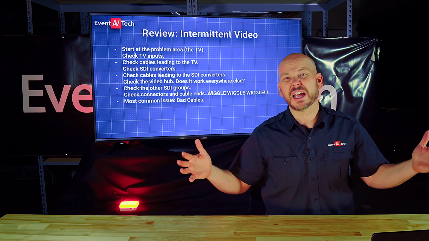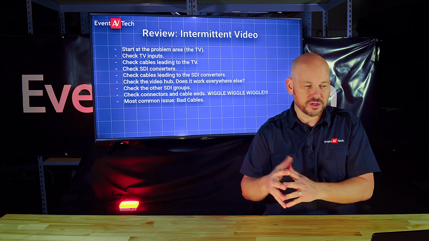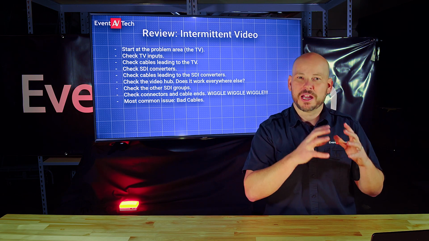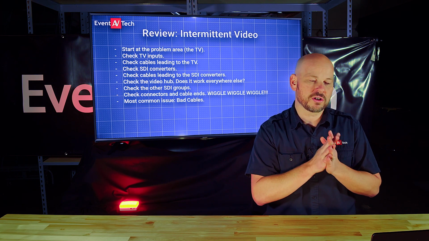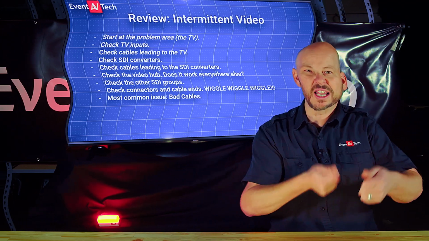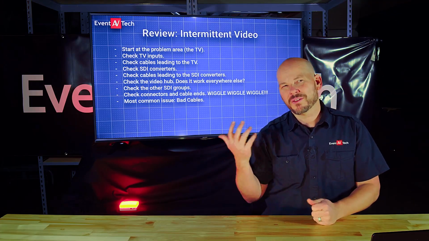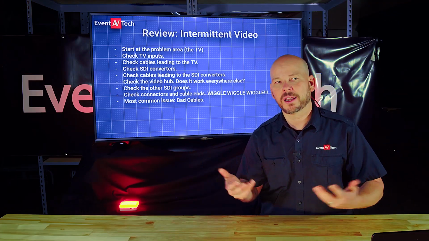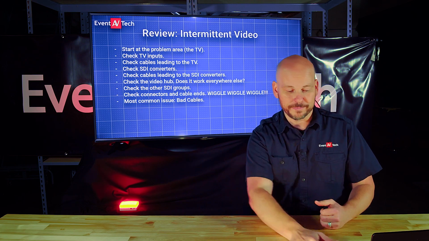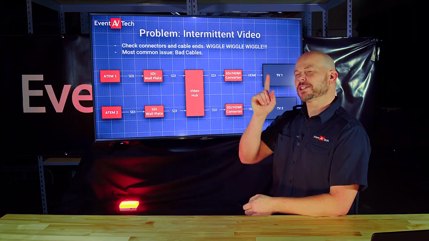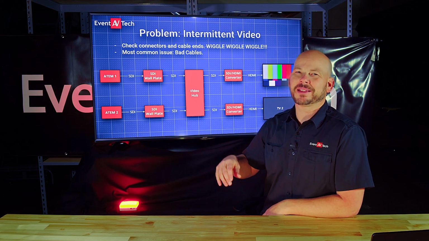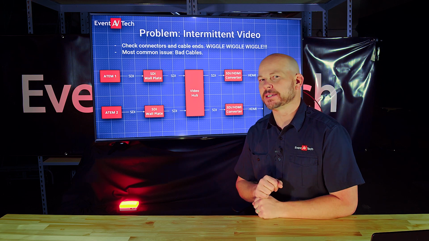Does the video work everywhere else? If it does, it's probably not your video hub. Then we're gonna check your other SDI group cables, all the other types. We're gonna make sure that our connectors and our cables are good by wiggling and jiggling. And we're gonna remember that we're humans, and a lot of times the problem is actually a poorly terminated cable, okay? So in this specific example, I actually pulled this from something that happened in reality.